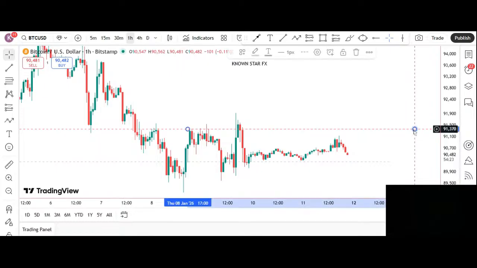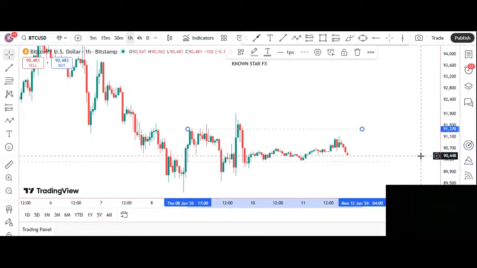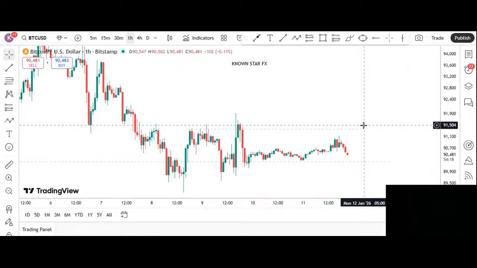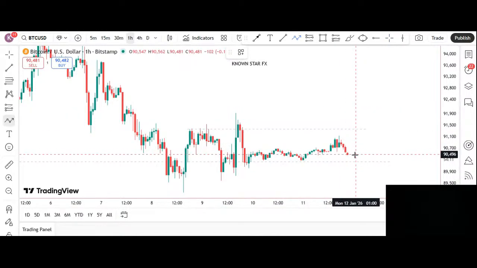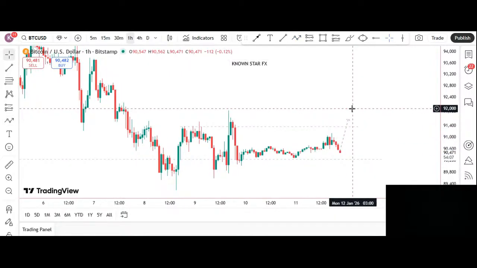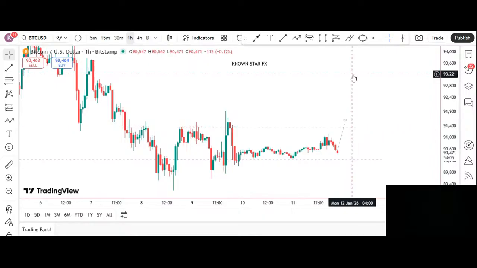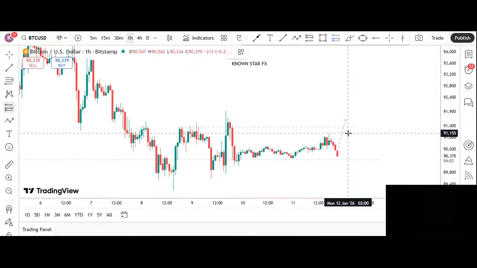I will only be looking for opportunity to buy BTC USD if I get a break above this level. If I get a break above this level, that's when I will be interested to buy. Do you understand?